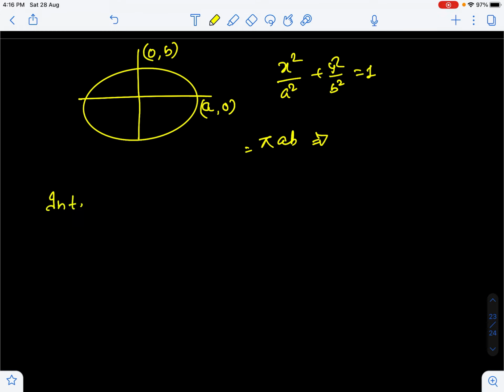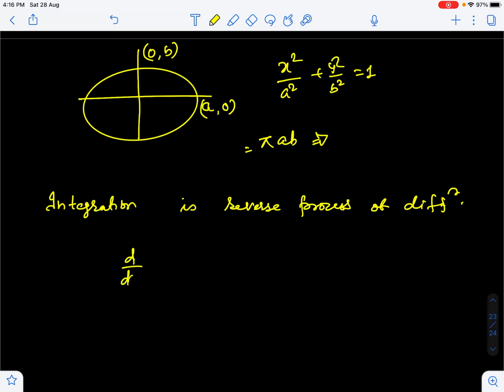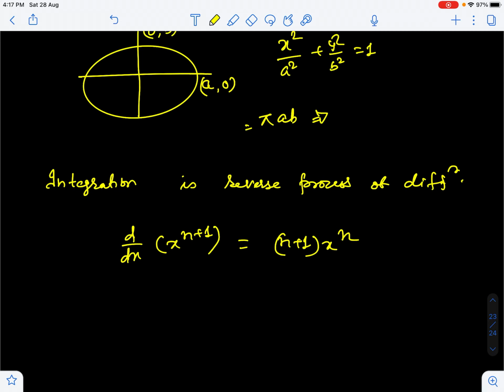Integration is the reverse process of differentiation. So you all know that if I ask d by dx of x to the power n plus 1, you can say, sir, this is n plus 1 times x to the power n. I am applying the formula n x to the power n minus 1.